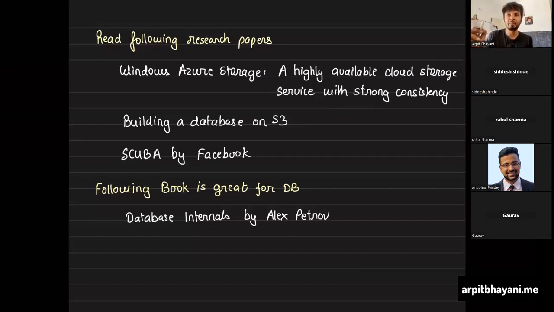But read this paper, Windows Azure Storage, a highly available cloud storage service with strong consistency. You'll get an idea of how this works, and this is exactly what the Windows version of S3 is. Another paper that I would want you to read is this, Building a Database on S3. This is actually the name of the paper. Building a Database on S3.